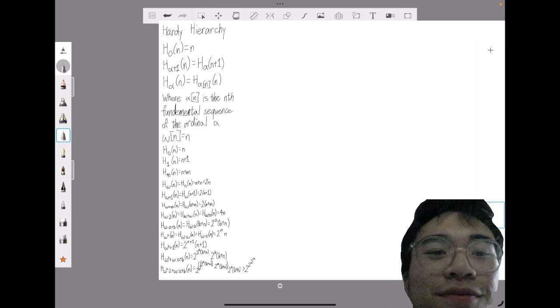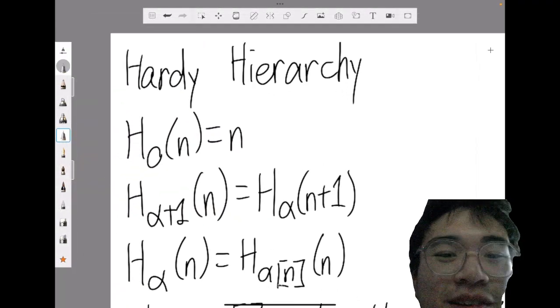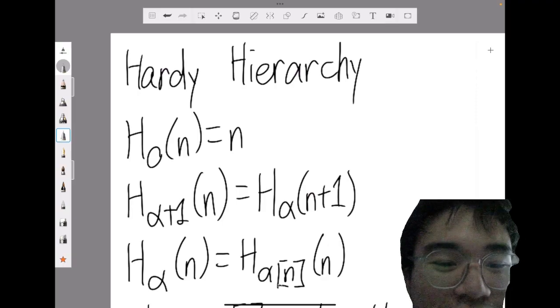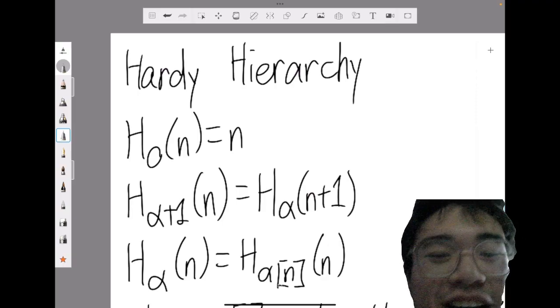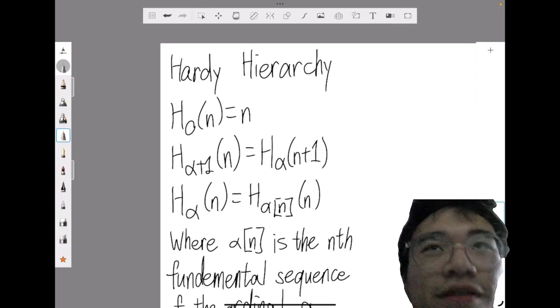Hello everyone. So today I'm going to talk about the Hardy hierarchy. It's basically a sequence of functions that use ordinals so that you can create very large numbers. So let me start with a few definitions.